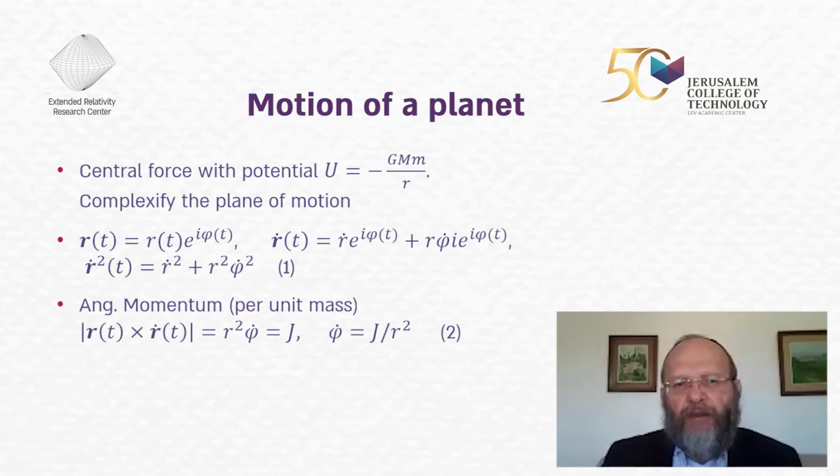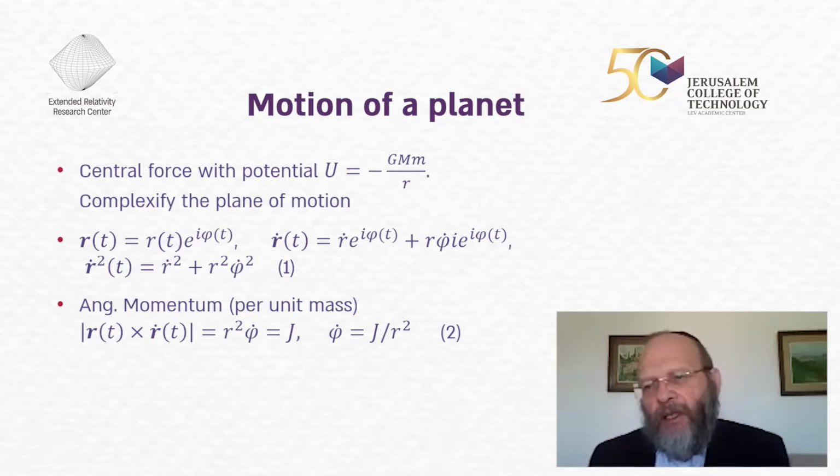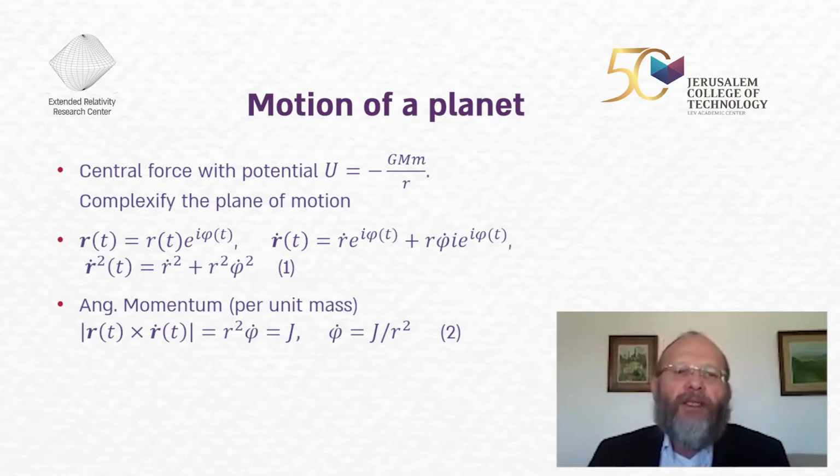Angular momentum conservation. For this, I have to calculate it per unit mass, that means m we took as 1. The mass is constant, so without the mass it's also conserved. So I take this r, which is written here, and take the cross product with this. What will happen? This term crossed with this one is 0 because both are in the same direction, e to the power i phi of t.